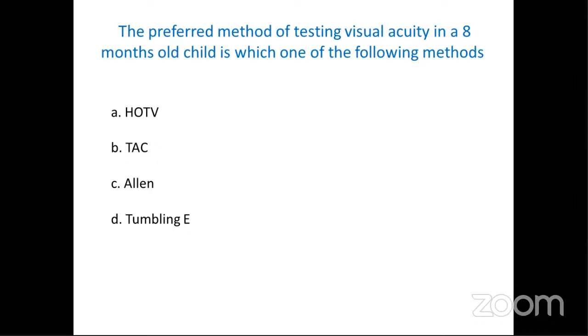Snellen he can do? Allen also he can do. Allen has the pictures, right? HOTV matching, okay, 8 months old, that's impossible. So the TAC means Teller acuity cards, right? Preferential looking test. Yeah. In preferential looking, you have to occlude one eye, and then with the other eye, you have to look at the fixation, whether the eye is moving towards the gratings or not.